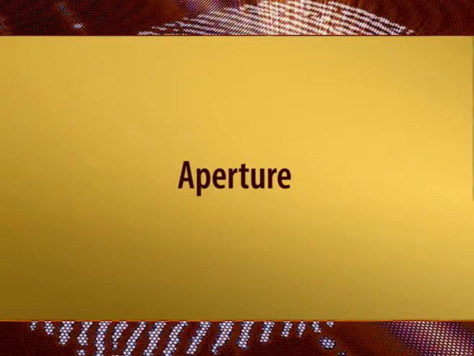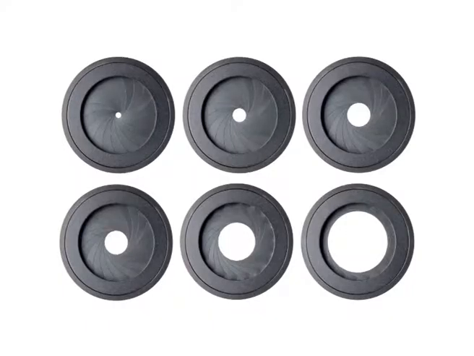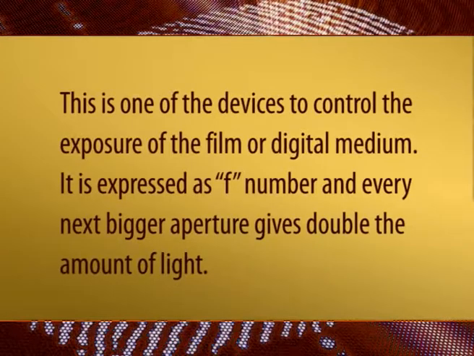Then coming to aperture. Aperture is an opening in between or at the back of a lens which controls the amount of light coming through it. It may be fixed or variable. Bigger the opening, more the light, and smaller the opening, less the light falling on the sensitive material. This is one of the devices to control the exposure of the film or digital medium. It is expressed as f number, and every next bigger aperture gives double the amount of light.